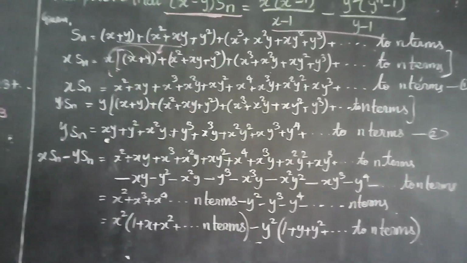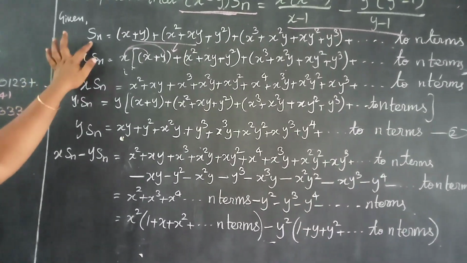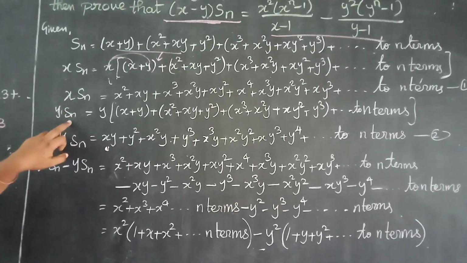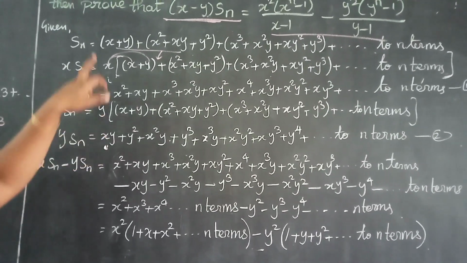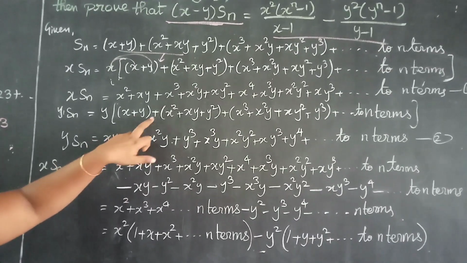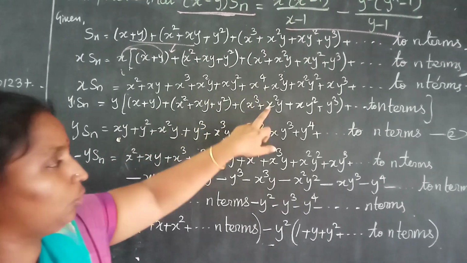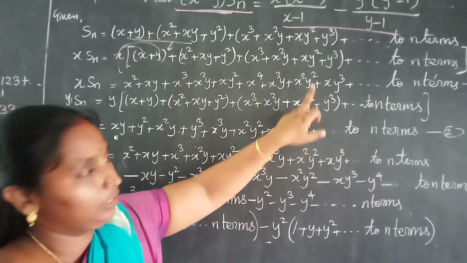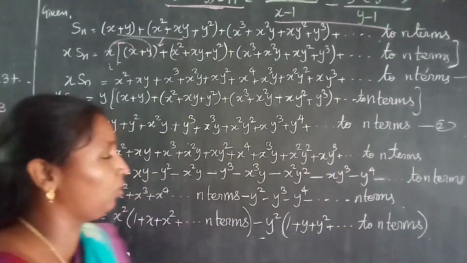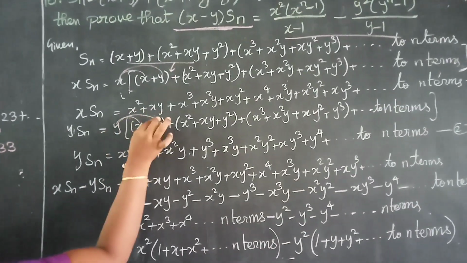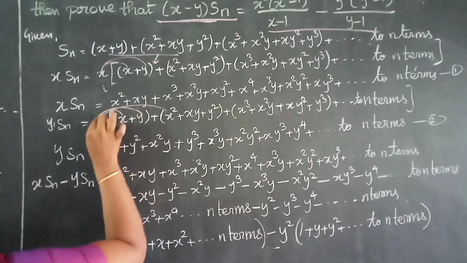Okay, next step we are going to multiply this Sn by y, both sides. Okay, so y Sn equals y into, write the Sn as it is, x plus y plus x square plus xy plus y square plus x cube plus x square y plus xy square plus y cube plus and so on to n terms.